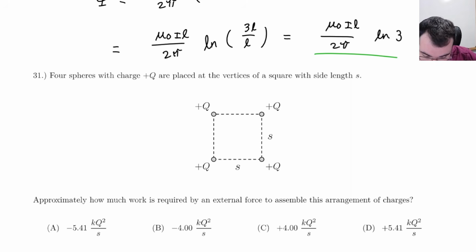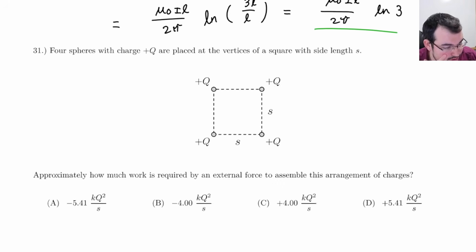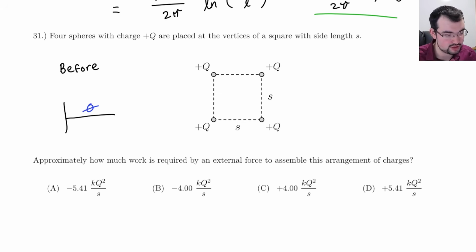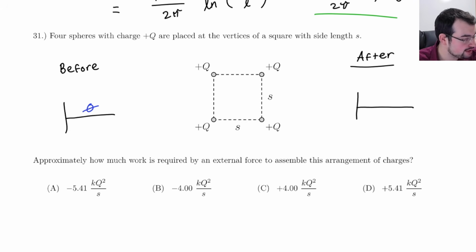All right, 4 spheres with charge plus Q are placed at the vertices of a square as shown below. How much work is required to assemble this arrangement? So what does that mean? Well, this means that like before, we have no energy in the system because before, these charges are very far apart. So there's no potential energy between them. But after, they will have potential energy between them. So we're asking what that cost is.